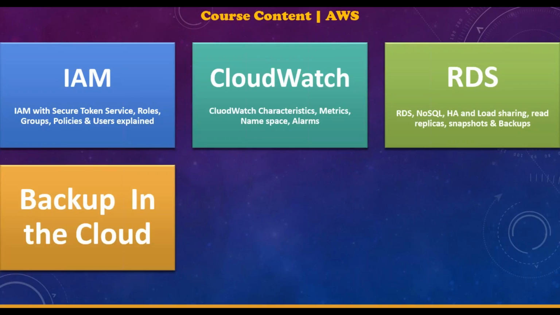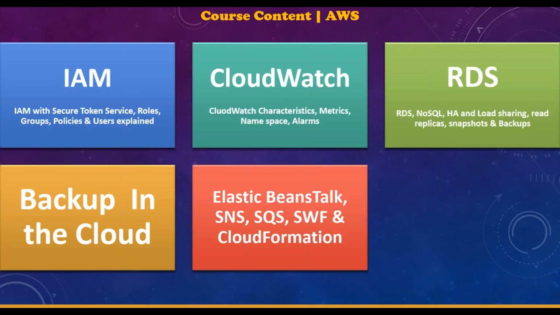From RDS, we jump on to backup in the cloud, especially, right? How can you leverage the backup solutions in the cloud for different services here, for your RDS, for your EC2 instances, Lambda, Elastic Beanstalk, and all. Of course, Elastic Beanstalk is another automated tool here that we're going to see. SNS is a notification service that we see practically. SQS, SWF, CloudFormation are something that falls into the development and the DevOps profile.